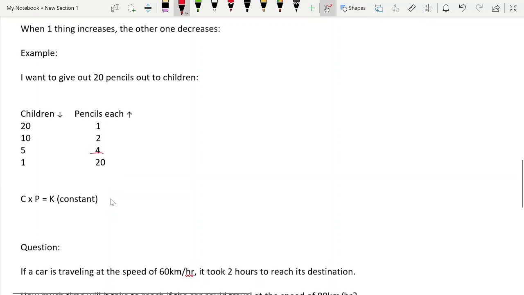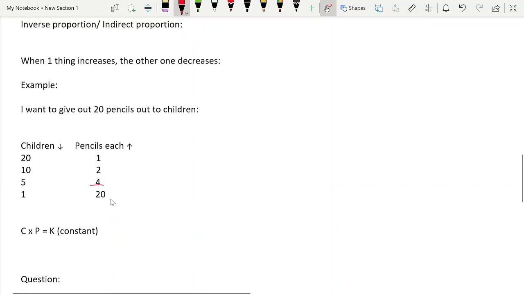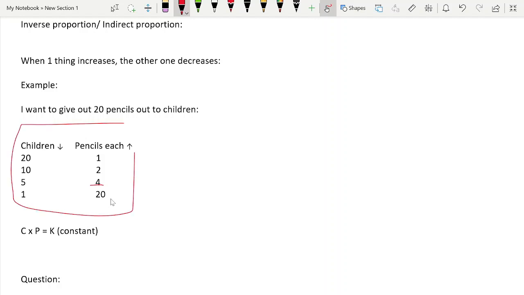Let's look at inverse proportion, or indirect proportion. So we call it both of those names, okay? So in this, when one thing increases, the other will decrease. So meaning it is the opposite of direct proportion, right? So let's take an example to make it clear. I want to give out 20 pencils to children. Now, let's make a table for clear understanding.